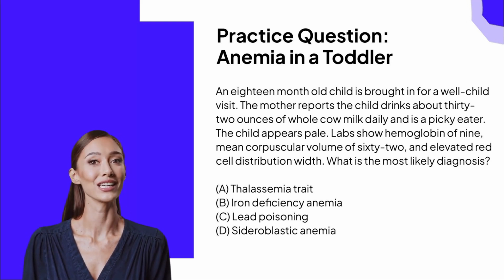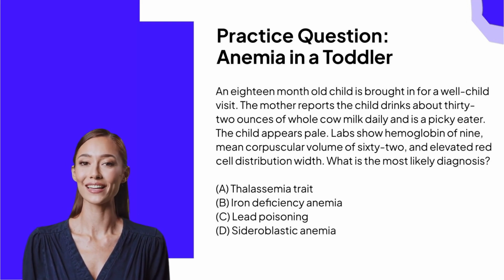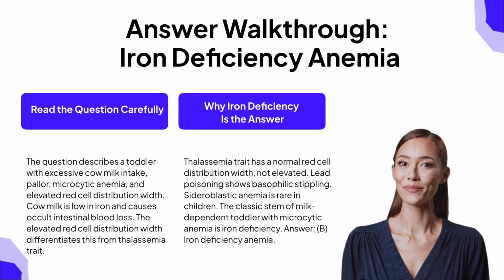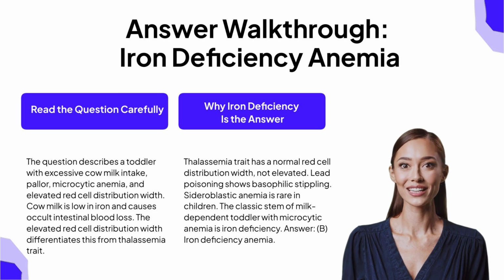Think about what dietary history and which lab values point you to the answer. We will walk through it next. Let us work through this answer. First, read the question carefully. We have a toddler who drinks too much cow milk and is a picky eater. The child is pale, which tells you the anemia is clinically significant.